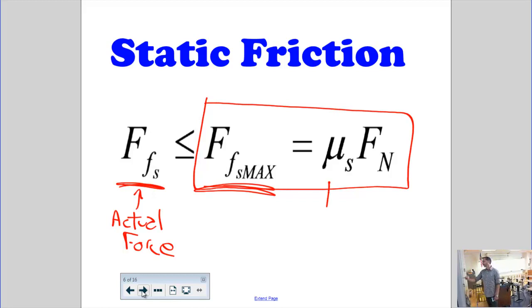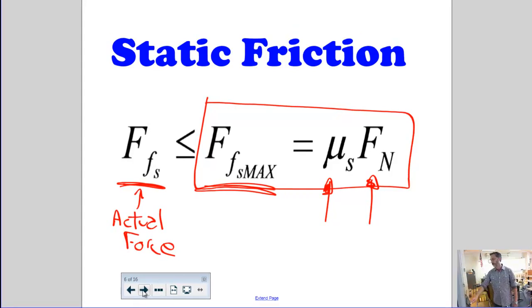To calculate that maximum value, you just multiply this coefficient of friction, remember, that's just a number that measures how rough your two surfaces are, by your normal force. Okay? So probably the easiest thing to do at this point is to just jump into an example so you can see how this all works, all right?